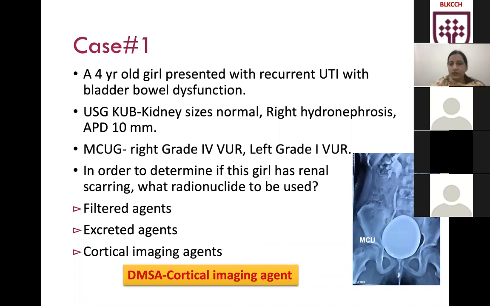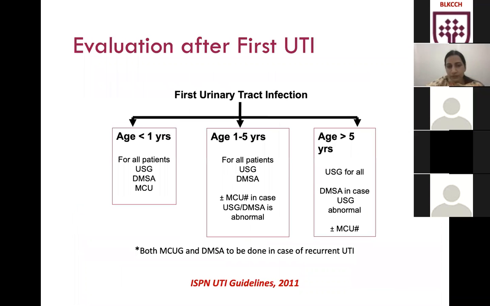So we are going to use a cortical imaging agent, that is DMSA. We are all aware of this algorithm given by the Indian Society of Pediatric Nephrology about the imaging guidelines in children with first and recurrent UTI. These guidelines are 10 years old, they are being revised, though the imaging studies will be the same for recurrent UTI.